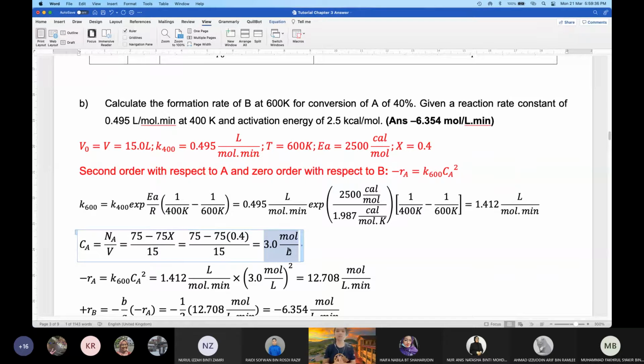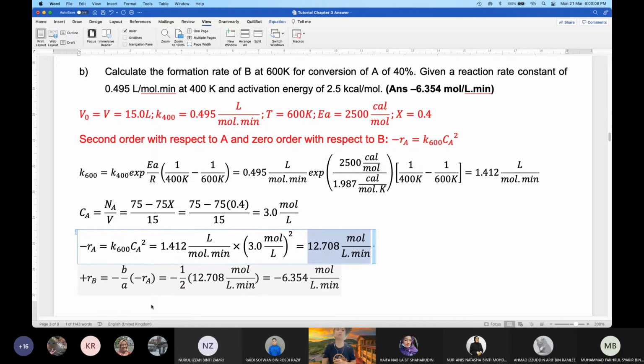So now we know the concentration of A. Done. We know K, we know Ca. You can already calculate your minus Ra. So minus Ra equals K at 600, 1.412, multiplied with Ca, 3. Don't forget the power of 2, because it is second order with respect to A, so Ca must be squared. You multiply, you get 12.708. So that's your minus Ra. You cannot stop here, because what we want to find is the rate of formation of B, the positive Rb. What you have done so far is just to find minus Ra.